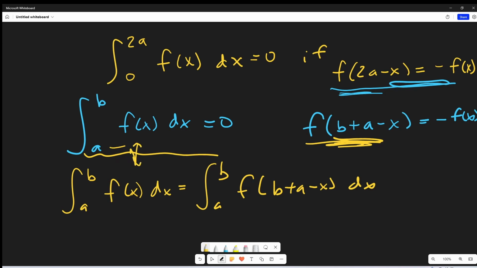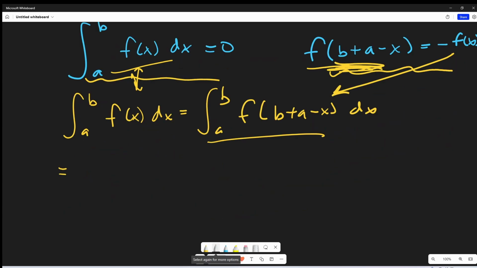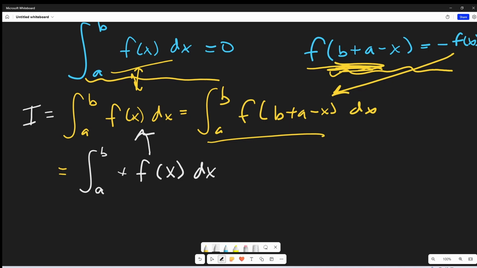So what I can do is take this and say it's equal to this, f of b plus a minus x. But then we have this condition to the right that f of b plus a minus x is equal to minus f of x. So I can just substitute that minus f of x here. I'm just going to label this integral that we started with as I. Now we've transformed it. Our bounds are still going from a to b, but now we have minus f of x dx. I can take this minus up front, and this is just minus of the original integral. This is actually the same thing as minus I.